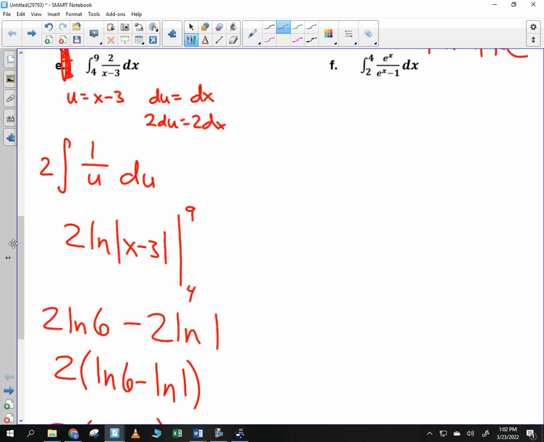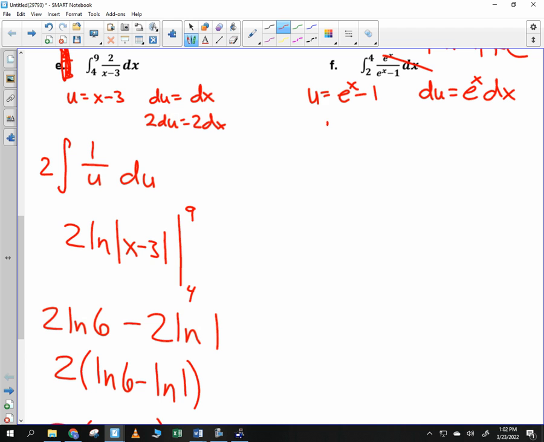All right, let's try one more, then we'll have you start working on some of your assignment, okay? What do you want to do here? What do you want to do? Good, excellent. U is equal to e to the x minus 1. So du is e to the x dx. So notice how my e to the x dx is taken care of right there.